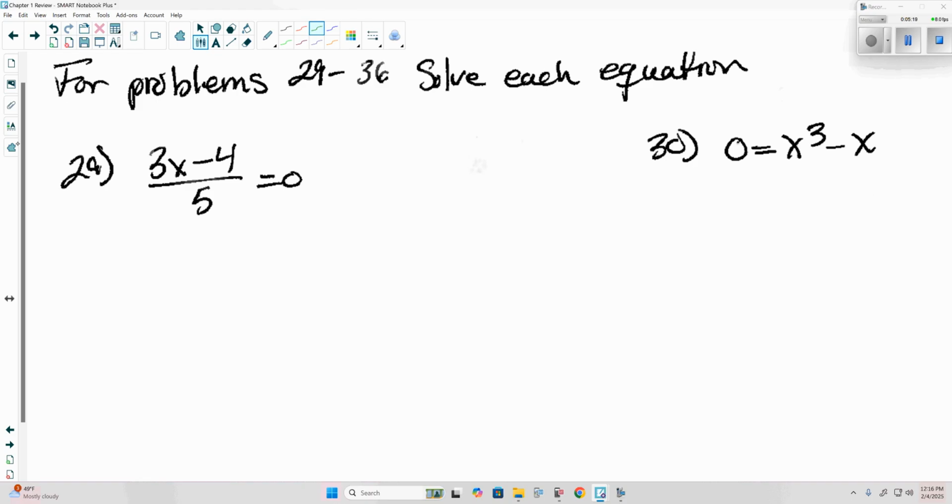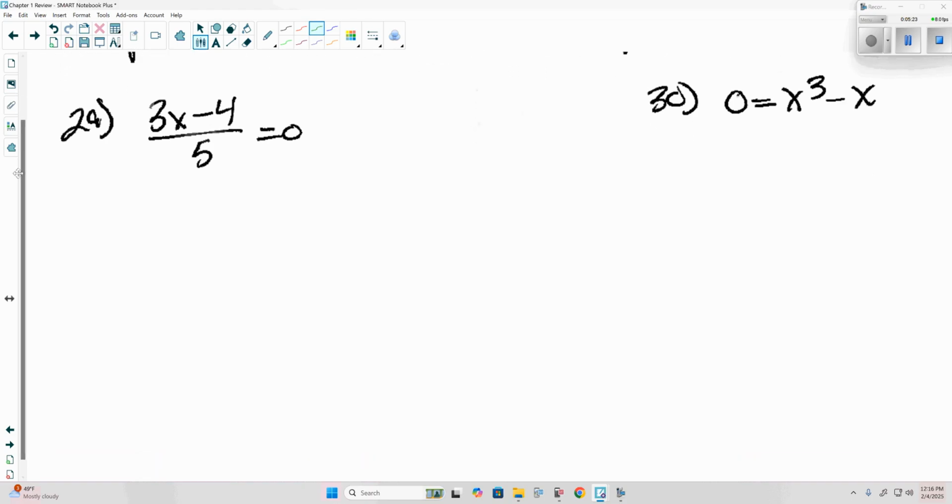So we can look at 29 first. Any rational equation, we're really looking at what's going to make the numerator be 0. Because the only way a fraction can be 0 is if the top is 0. The bottom of the fraction is just going to tell us what our restrictions are, what x cannot be. So here, the only way that we can have a 0 is if 3x minus 4 is equal to 0.